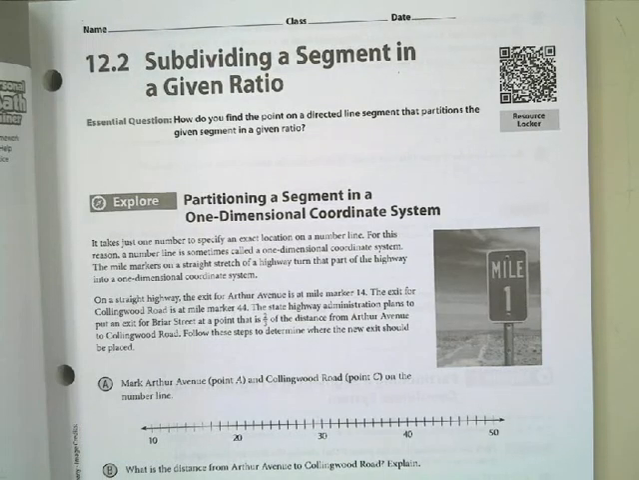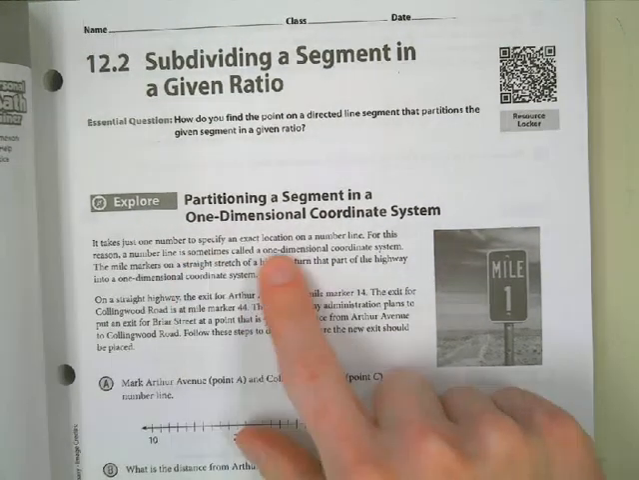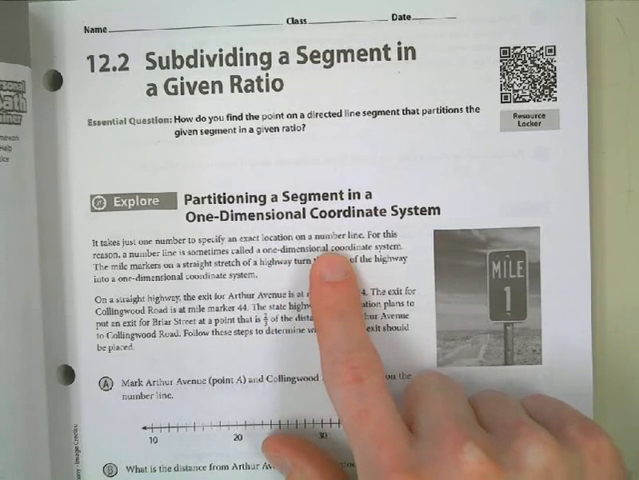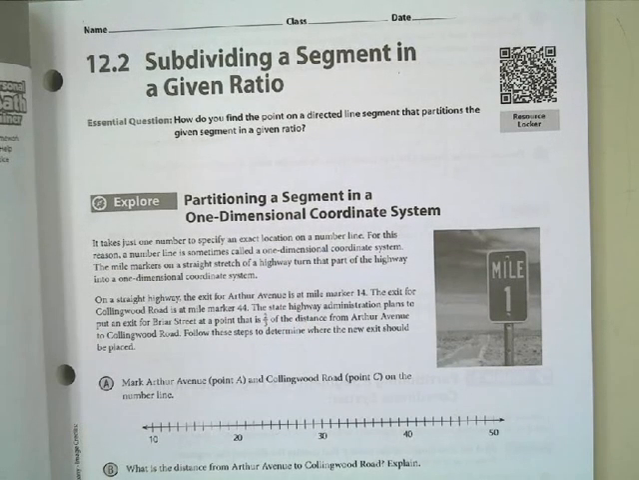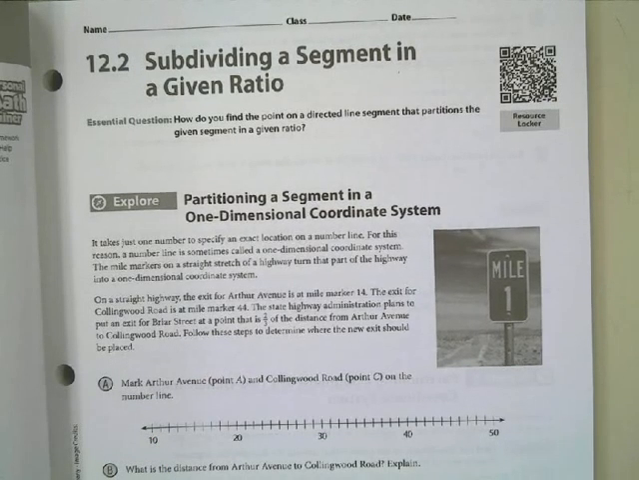All right, so we're going to start here with this little explorer, and it says it takes just one number to specify an exact location on a number line. For this reason, a number line is sometimes called a one-dimensional coordinate system. You only need one number to come up with that location on a number line. The coordinate plane, like what you see over there on the side of the classroom, how many numbers does it take to figure out your location in the coordinate plane?